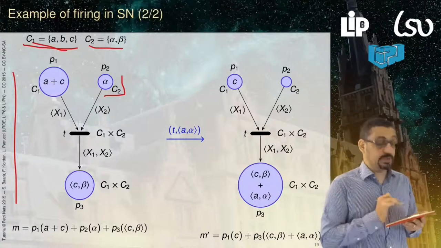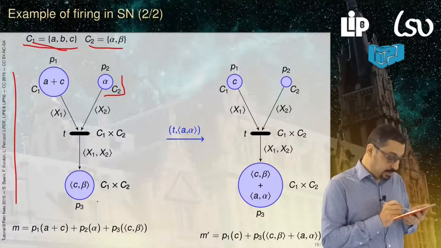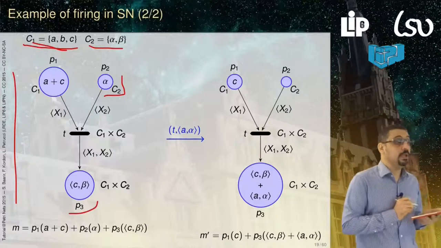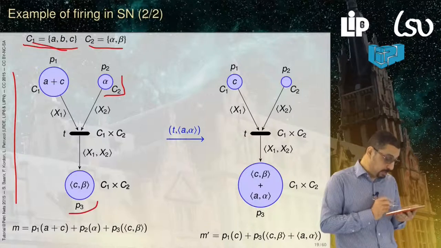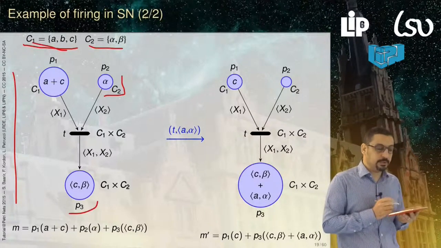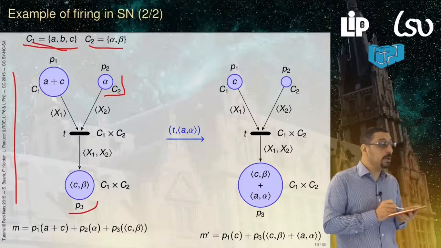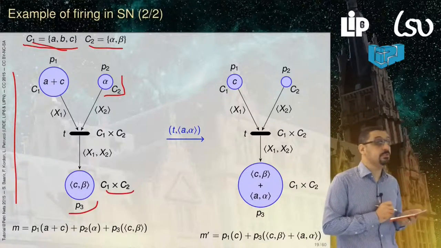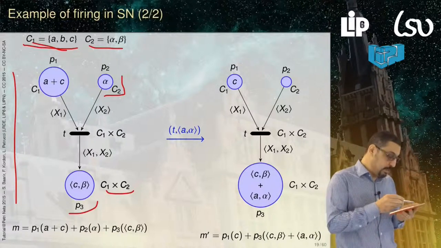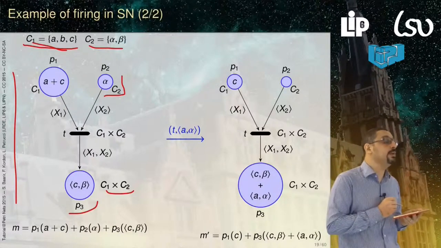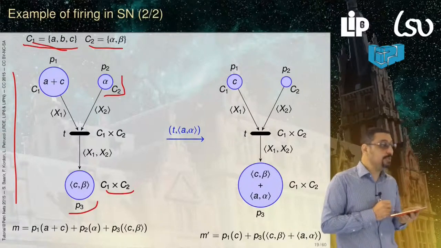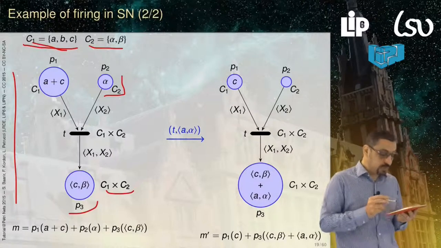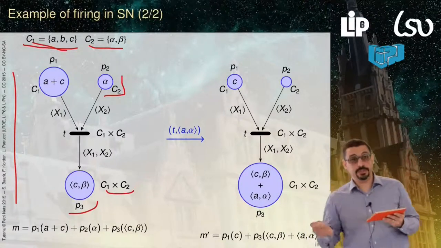And I marked the place P3 with the color C beta, since the color domain of P3 is C1 cross C2, so I can use one element from each color class. And from this starting marking, I want to go through a firing of a certain instance.